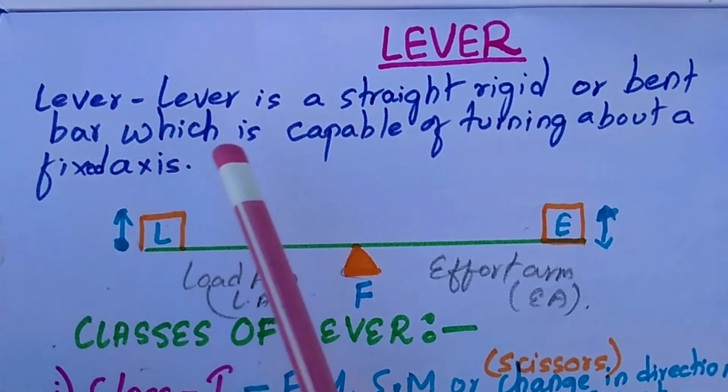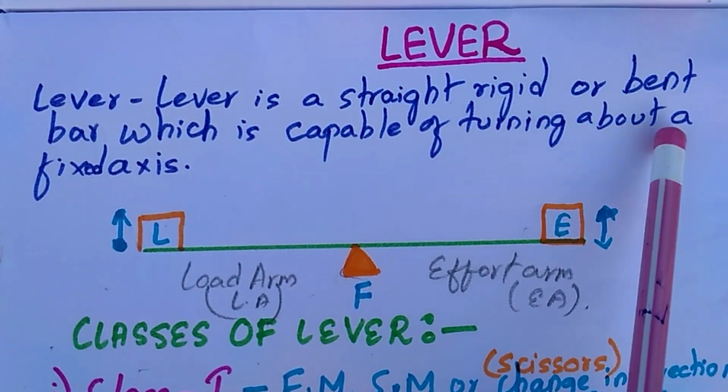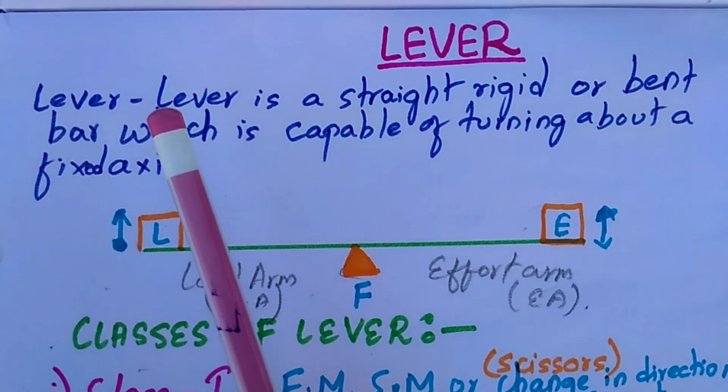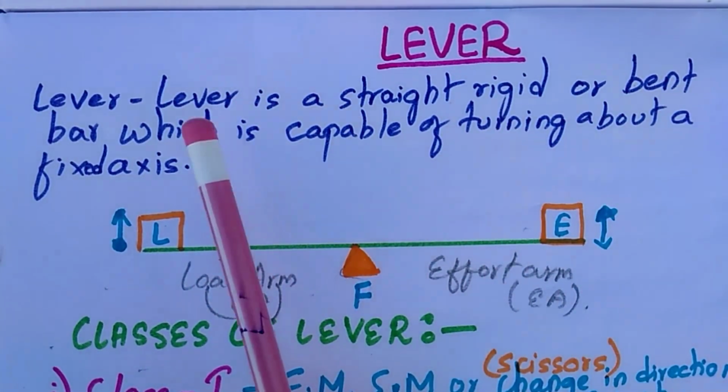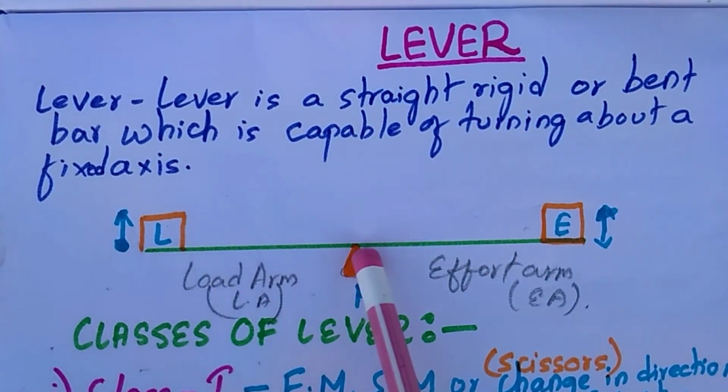Today we are going to study lever. Lever is a straight, rigid or bent bar which is capable of turning about a fixed axis. I repeat it again. Lever is a straight, rigid or bent bar which is capable of turning about a fixed axis. This is a lever.